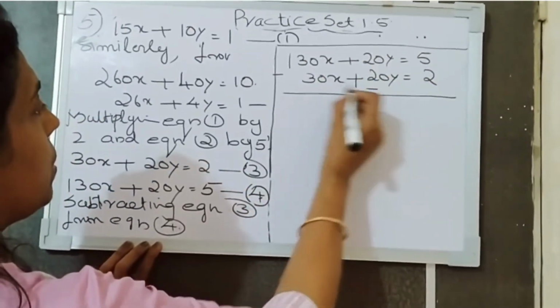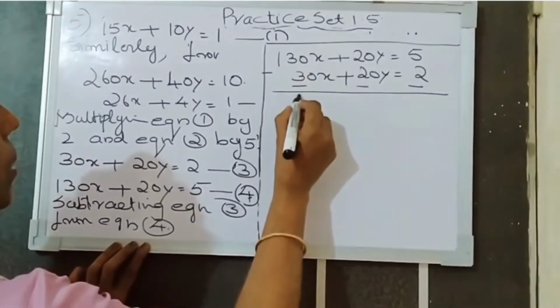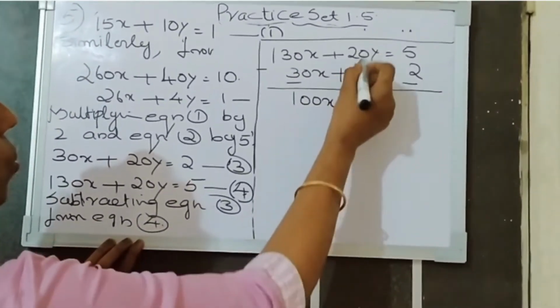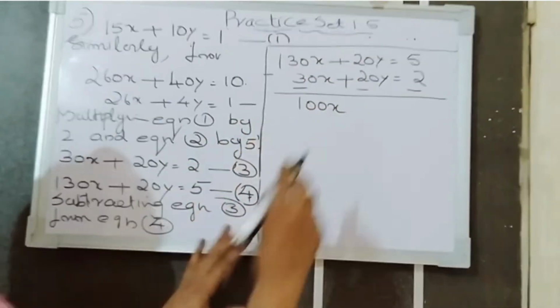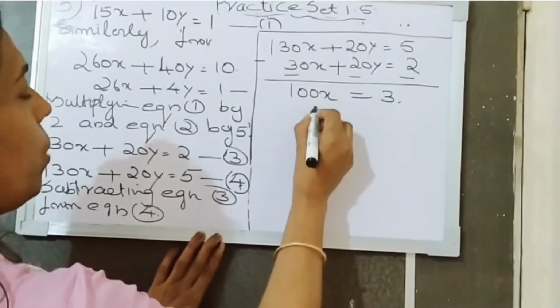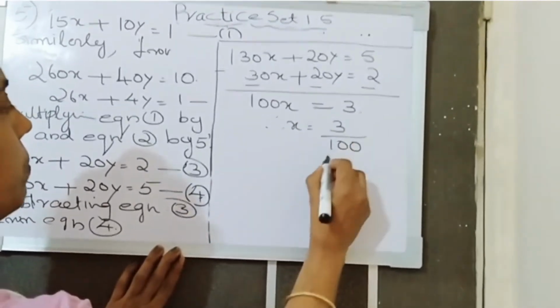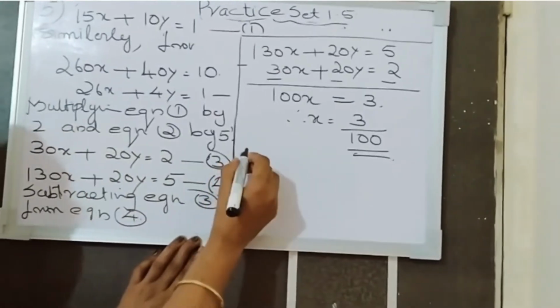Subtraction means the sign is changed. Therefore 130x minus 30x is equal to 100x. 20y minus 20y is eliminated. Therefore 5 minus 2 is equal to 3. Therefore x is equal to 3 upon 100. x is equal to 3 by 100.